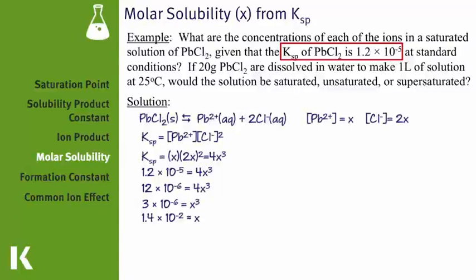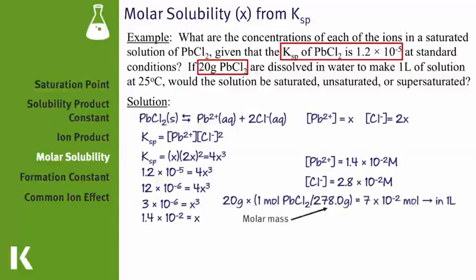After plugging x back into our ion concentrations, we find that at equilibrium, we would expect 1.4 times 10 to the negative 2nd molar lead ions and twice as much, or 2.8 times 10 to the negative 2nd molar chloride ions. We have an answer to the first question, but now we need to know what the solution will look like if 20 grams of lead 2 chloride are dissolved to make a 1 liter solution. Grams aren't a particularly helpful unit, at least not directly, so we need to convert grams into moles. Using a periodic table, we can determine the molar mass of lead 2 chloride to be 278.